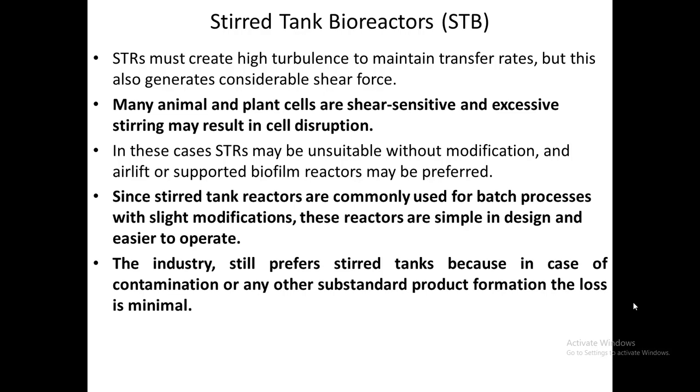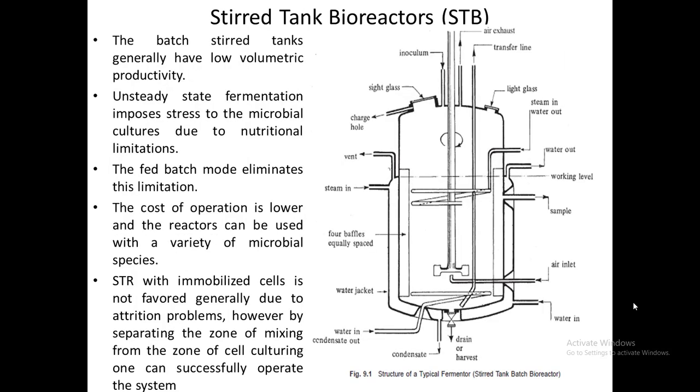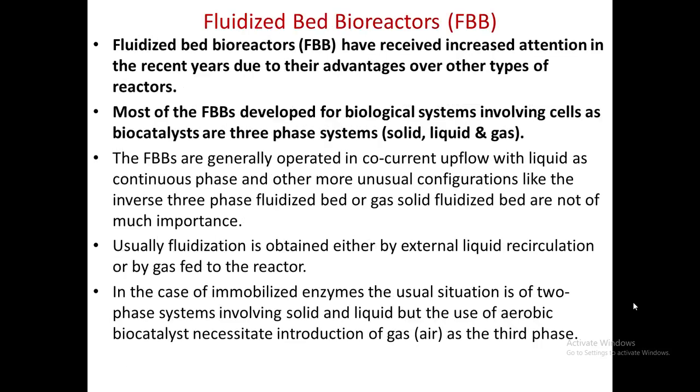Since stirred tank reactors are commonly used for batch processes with slight modification, these reactors are simple in design and easier to operate. The industry still prefers stirred tanks because in case of contamination or another substandard product formation, the loss is minimal. This is the diagram of the stirred tank bioreactor. Next, the airlift bioreactor.